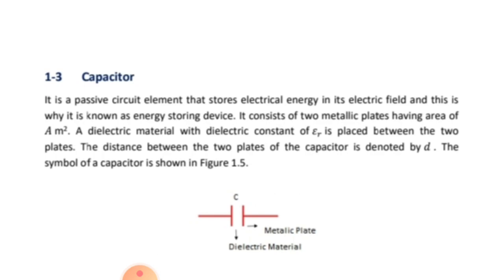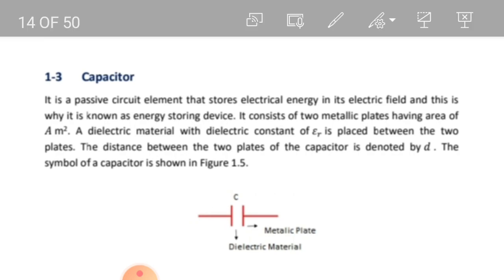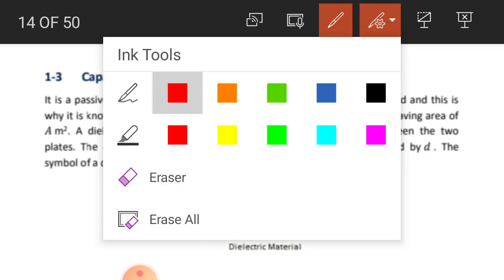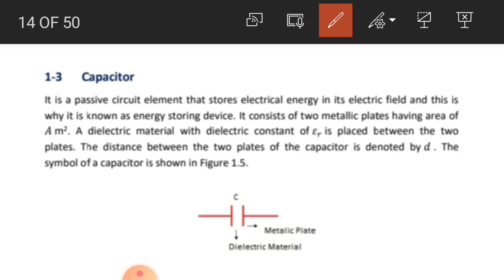We are going to discuss another passive circuit element today, and this passive circuit element is known as the capacitor. Capacitor is also known as an energy storing element because it stores electrical energy in its electric field. So capacitor is also known as an energy storing element.